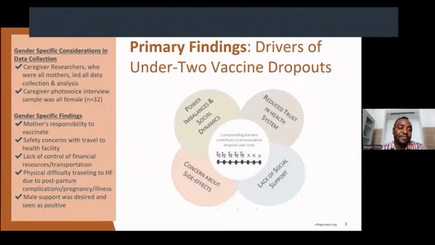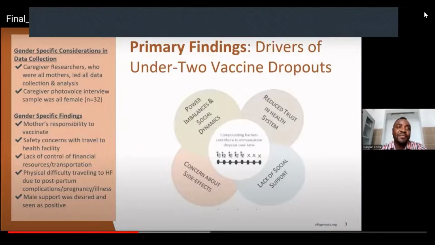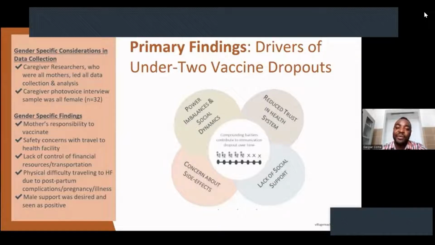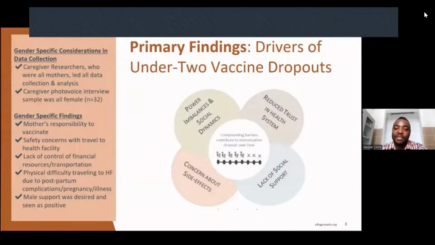Still on the first phase, we had some specific gender considerations over the study. The first one was that we primarily hired caregiver researchers who were women so that they could conduct data collection and analysis. But we also opted, in our sampling, to interview women who were directly affected by this problem, 32 in number, 16 in each of the districts.